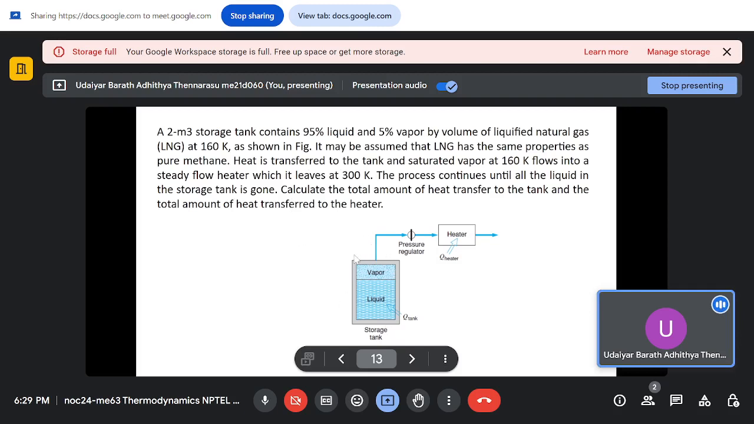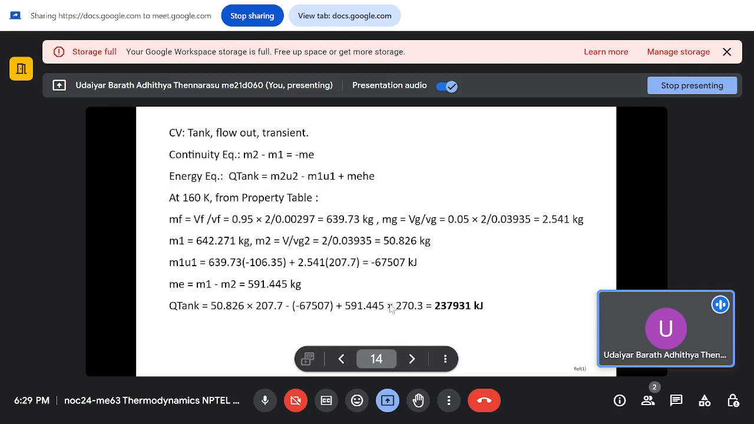So initially you have a tank containing LNG with 95% liquid and 5% vapor. You are supplying heat to make the liquid evaporate, and the vapor is taken out at 160 Kelvin and it is heated separately in a heater to 300 Kelvin. So what is the total amount of heat which you are supplying in the tank and in the heater? That's what has been asked.